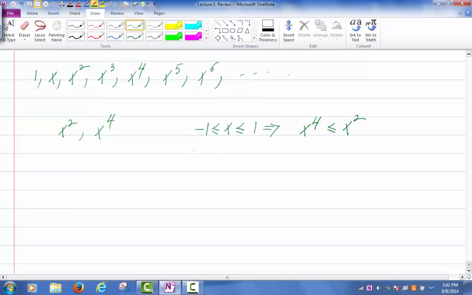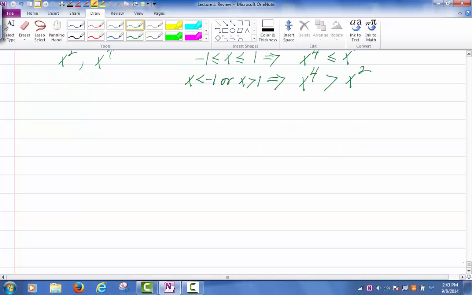However, when x is to the left of -1 or to the right of 1, what happens then? Then x to the 4 is larger than x squared. For example, something bigger than 1 would be 2. 2 squared is smaller than 2 to the 4. Same way, if I take -2, -2 to the 4 is bigger than -2 squared. Okay, so let's look at the graphs of x squared and x to the 4 then.